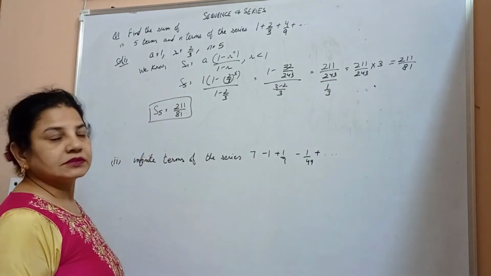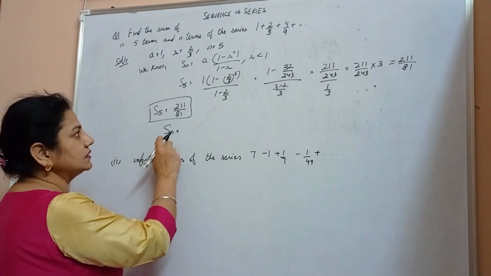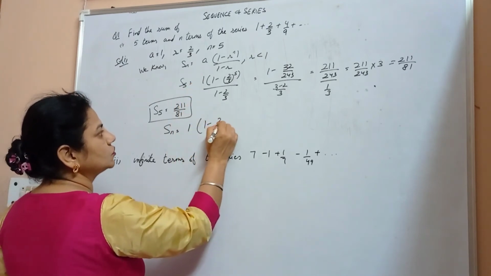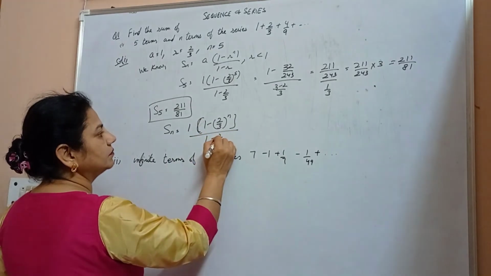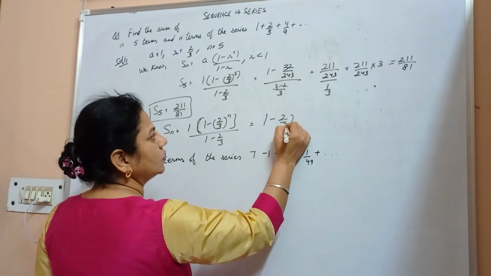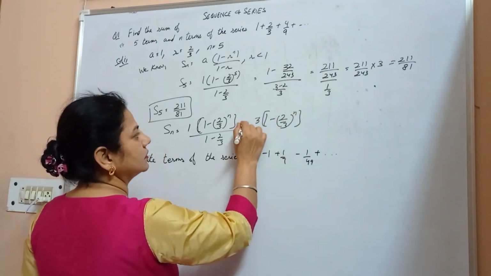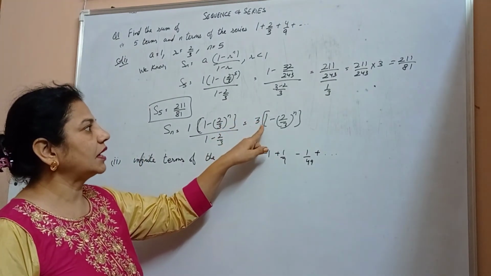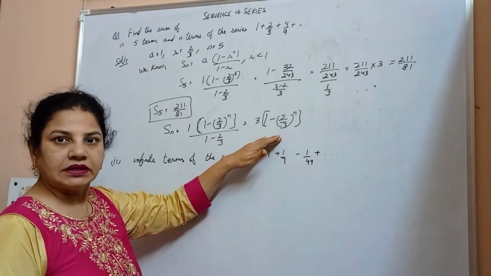Sum of 5 terms. For the sum of n terms, here n remains n. Instead of 5, I will substitute n: 1 minus (2 by 3) whole to the power n divided by 1 minus 2 by 3, which is equal to 1 minus (2 by 3) whole to the power n divided by 1 by 3. Since 1 by 3 gives a reciprocal, it is 3 times 1 minus (2 by 3) whole to the power n. The sum of n terms is given by this.